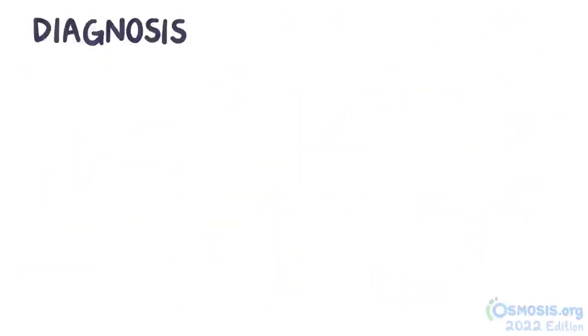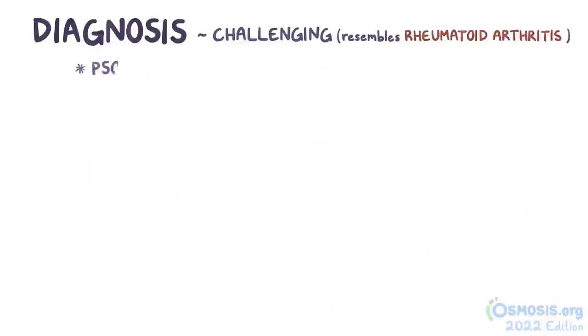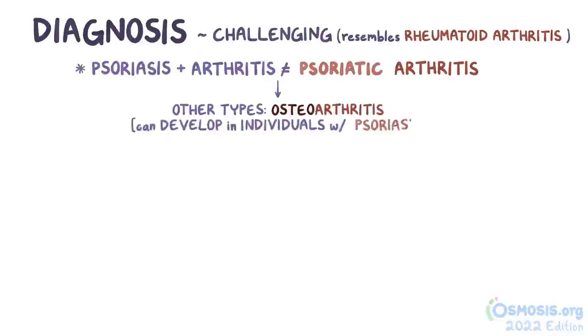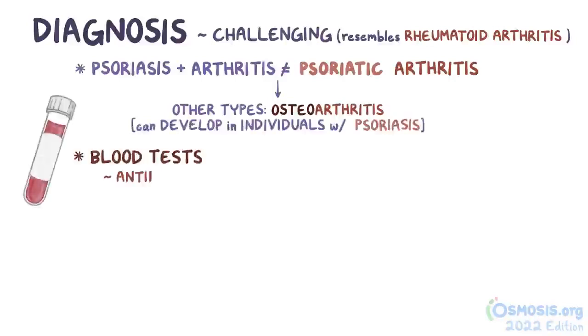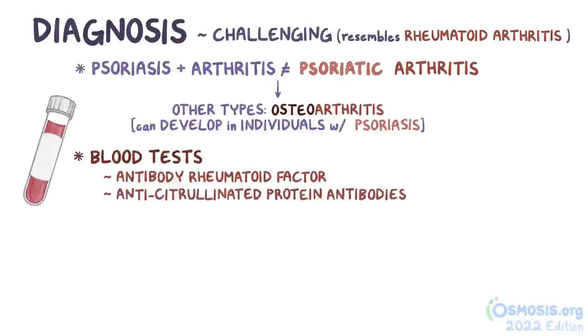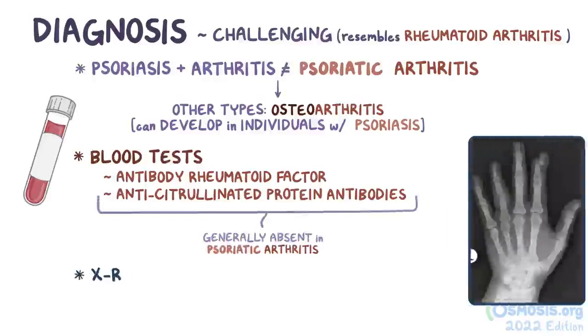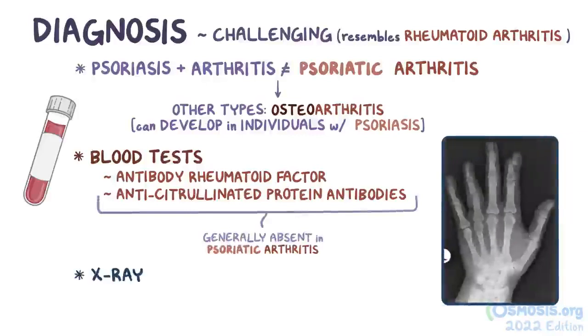Diagnosing psoriatic arthritis is challenging because it resembles rheumatoid arthritis. In addition, having psoriasis and arthritis doesn't always mean psoriatic arthritis, because there are other types of arthritis, like osteoarthritis, which can develop in individuals with psoriasis. Blood tests for the antibody rheumatoid factor, as well as anti-citrulline protein antibodies, can help, because they're commonly seen in rheumatoid arthritis, and are generally absent in psoriatic arthritis. Also, an X-ray can help show joint erosion, and show classic features like pencil and cup radiographic sign.